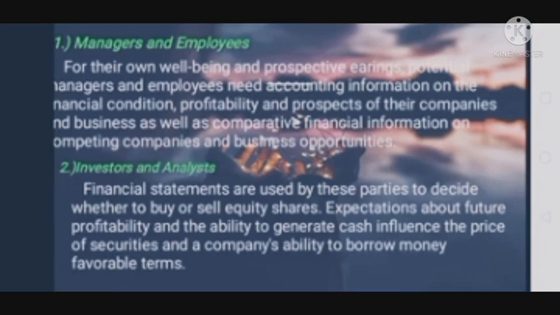Second, investors and analysts. Financial statements are used by these parties to decide whether to buy or sell equity shares. Expectations about future profitability and ability to generate cash influence the price of securities and a company's ability to borrow money at favorable terms. Other information intermediaries such as financial press writers and investment analysts are interested in predicting companies' future performance.